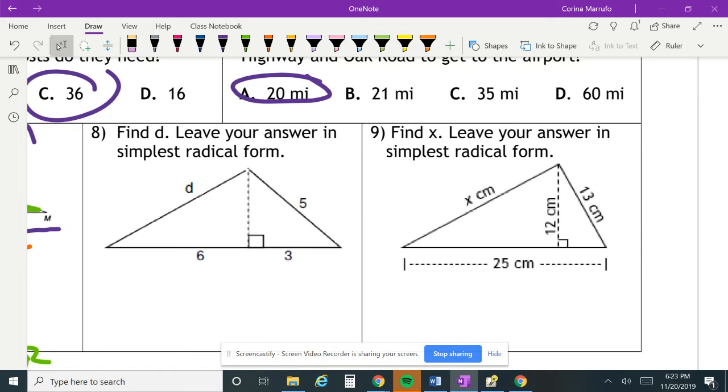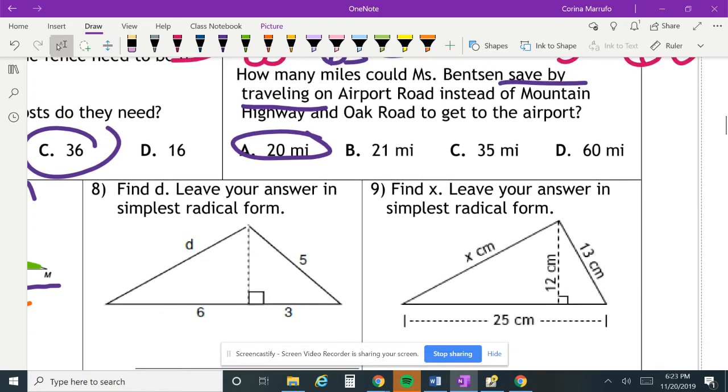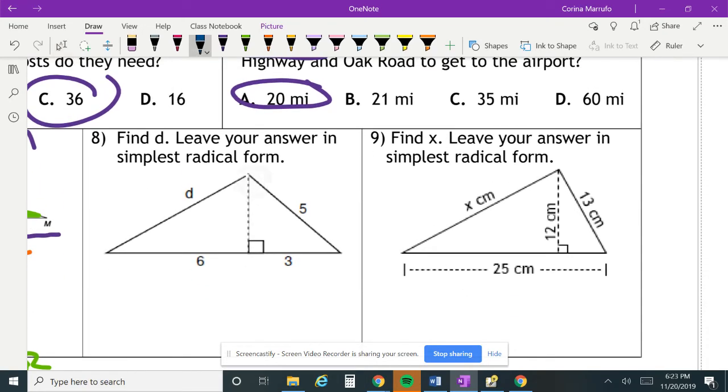All right, the next one, it says find D. Leave your answer in simplest radical form. Okay, so this one is a lot like, well, this one we can just use straight Pythagorean theorem. And we have a squared plus b squared equals c squared. Now this one I can tell right away is one of our special rights. So this is your Pythagorean triples. So this is 3, 5, and that'll make this 4.